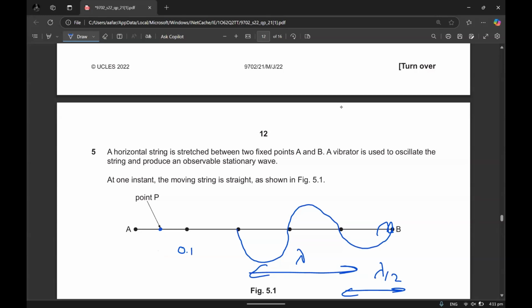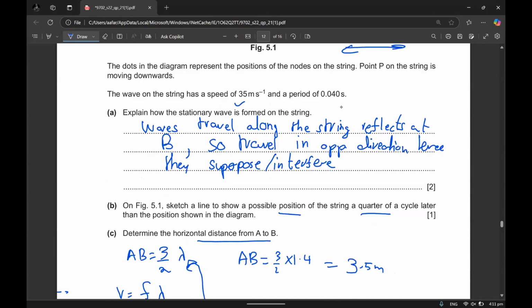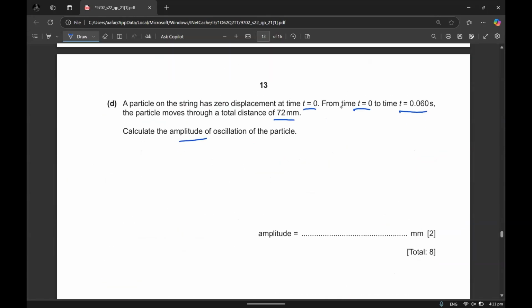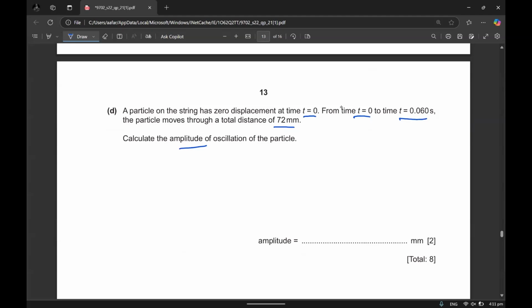So one, two, three, four: that's going up, down, and up, down. So in 0.01, it gives us one amplitude. In 0.06, it's going to give us six amplitudes, right? So we just divide this by six. 72 divided by 6 is 9 millimeters. Sorry, no, it's not 9, it's 12.